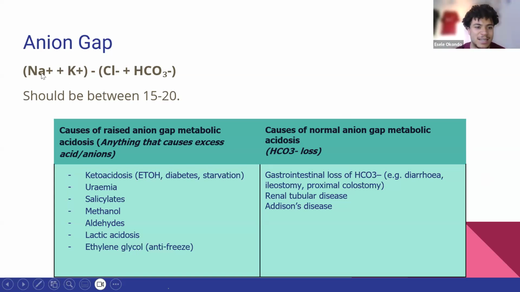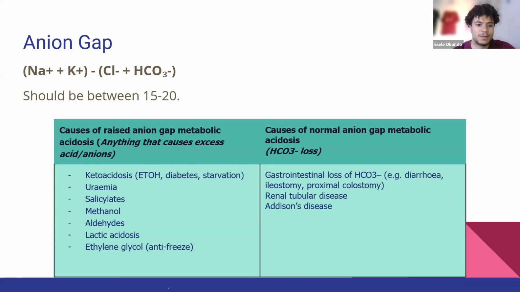And what you do is you add together your sodium, you add together your potassium, and then you take that away from all of your main negative ions, which is your chloride and your bicarbonate. And that generally should be between 15 and 20. And that's just because those are the ions which are really easy to measure. Those are the ions which come up on your ABGs, and those are the ions which are most abundant in the blood.